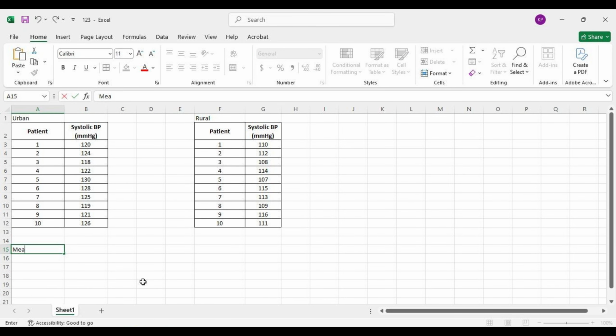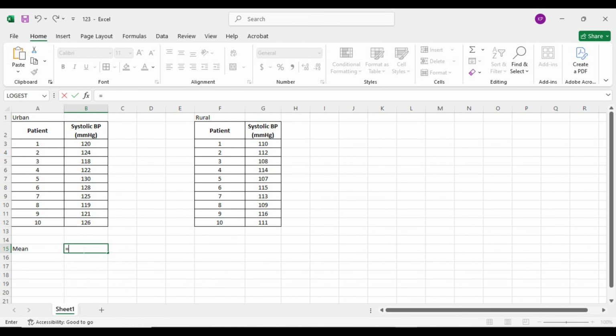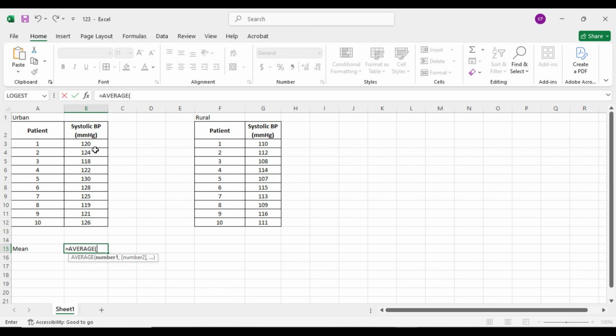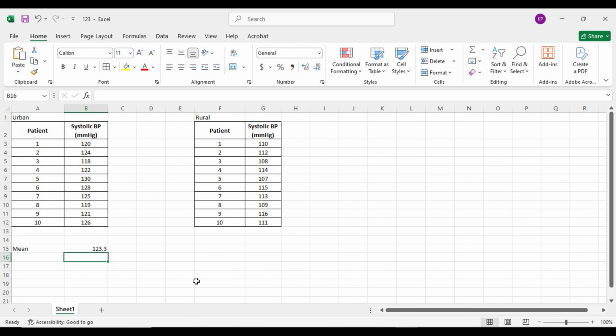For that, first calculate the mean of the urban dataset. Mean is equal to average, double click on it, select range and close bracket, enter. So the urban group has a mean of 123.3.